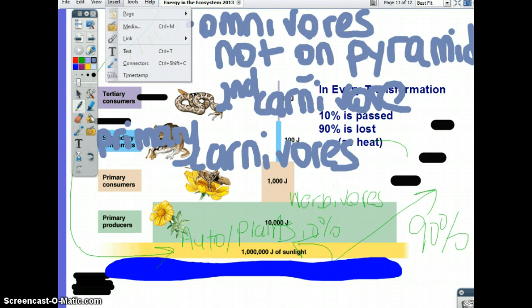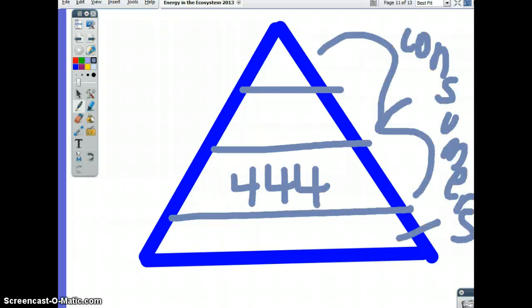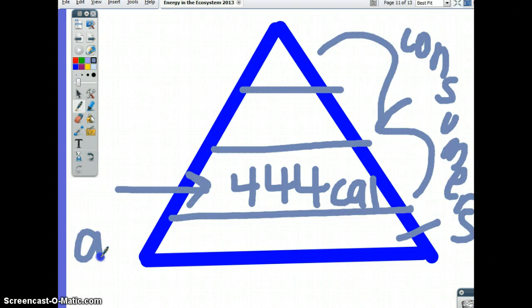So I'm going to draw another pyramid for you. If herbivores have 444 calories of energy, where am I going to put the 444 on this pyramid? Raise your hand if you can tell me. So 444 calories are for the herbivores, and my herbivores are primary consumers. Consumers can occupy levels 2 and up. Who goes on the bottom? Autotrophs. How many calories does autotrophs have in this pyramid?